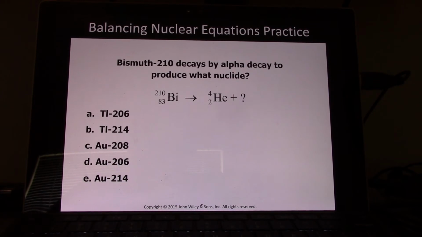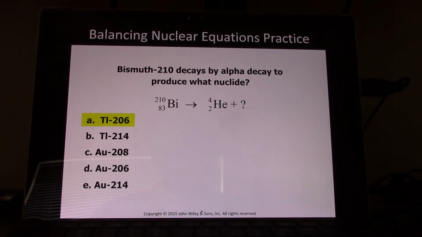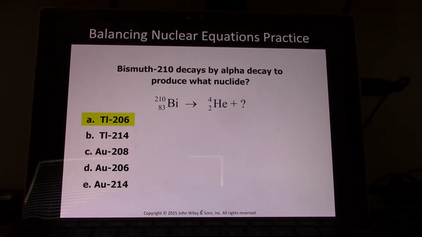Bismuth-210 decays by alpha decay to form what nuclide? Well, 210 minus 4 is 206. And that will give us this thallium isotope.